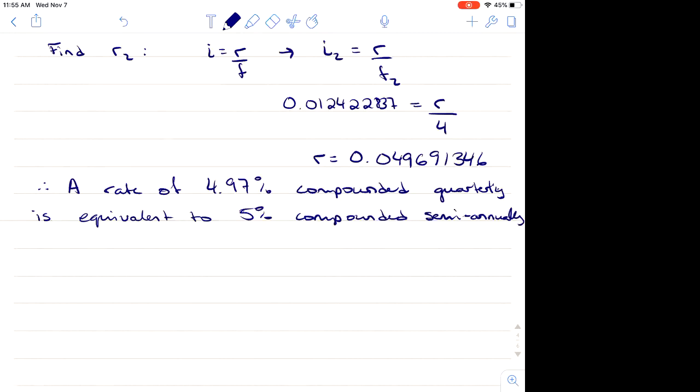Nice. So as we expect, they're similar, right? But I'm compounding more frequently now, so it's going to need a lower rate than compounding semi-annually. Right? Nice.